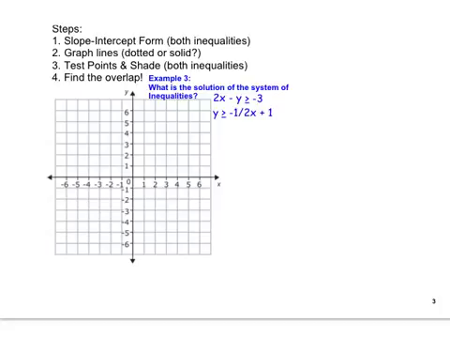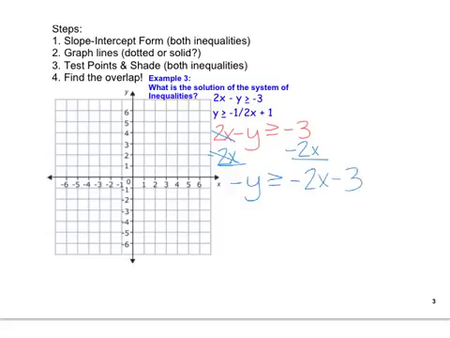Anyway, example 3. What is the solution to the system of inequalities? The first thing we need to do here is take these two inequalities that are given and write them in slope-intercept form. Notice the second one is already in slope-intercept form, but this first one, I need to take a moment and solve it for y. So I'm going to begin by subtracting 2x from both sides. That cancels 2x, bring down negative y is greater than or equal to negative 2x minus 3.